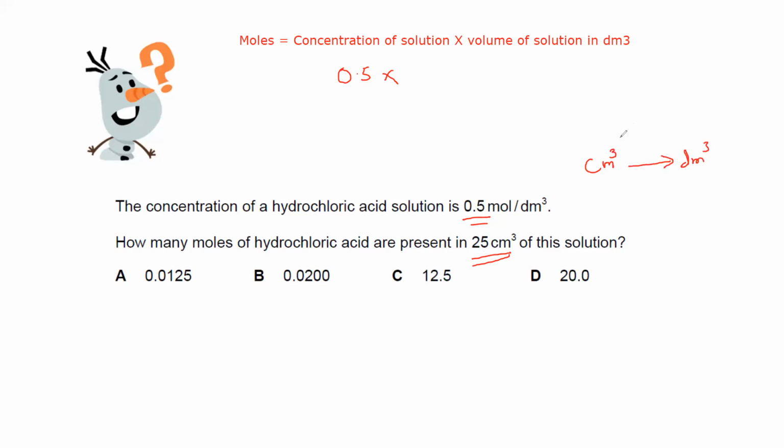How do we convert the volume from cm cube to decimeter cube? We divide by 1000. So 25 divided by 1000 is 0.025 decimeter cube. So always convert the volume if you are using the formula that concentration times volume gives the moles. The volume will be 0.025. When we multiply 0.5 by 0.025, it will come out as A. Is this question clear?